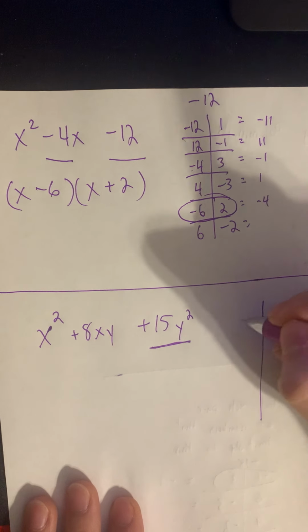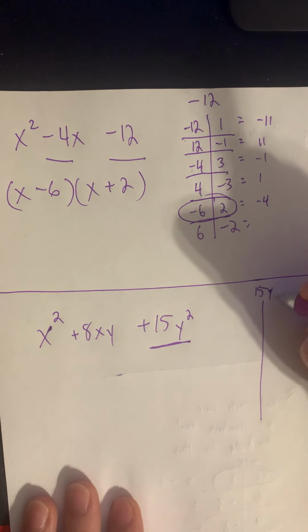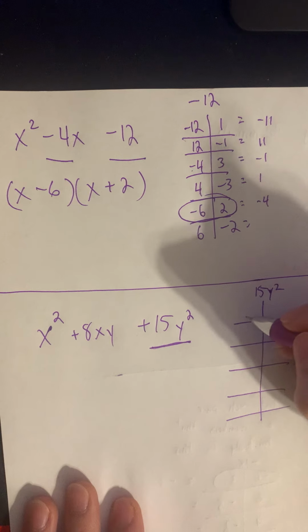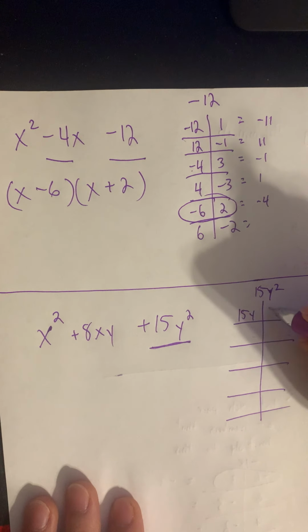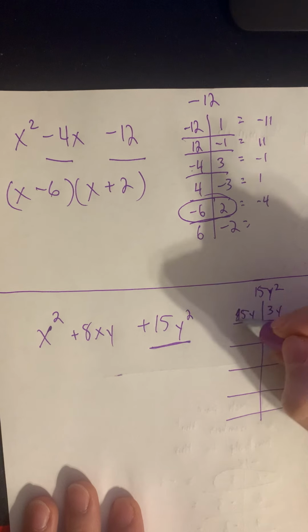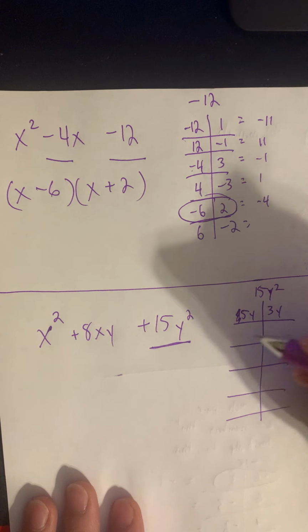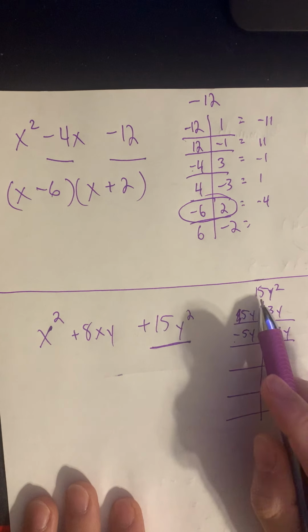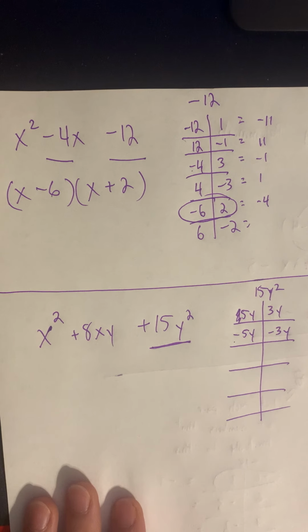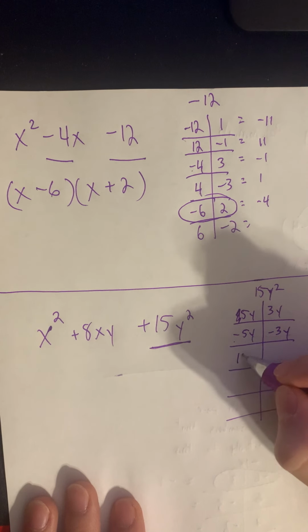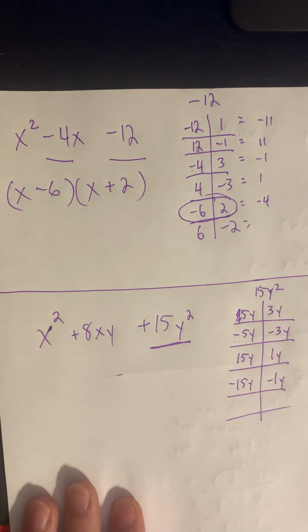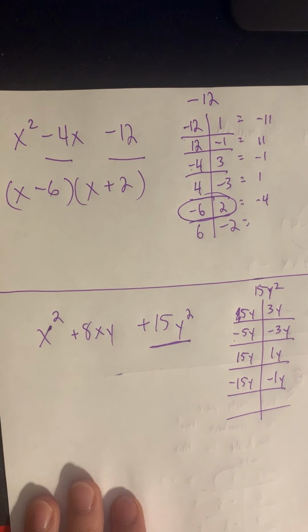So there's 5y and 3y. Then there's going to be negative 5y and negative 3y, because negative 5 times negative 3 is a positive 15. And then there's 15y and 1y, negative 15y and negative 1y. I think that should be it. Unless I'm missing something, but that should be it.